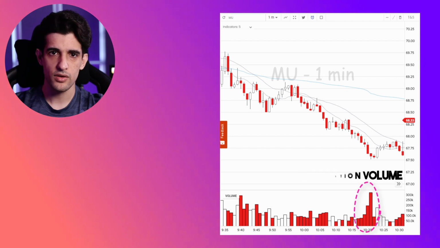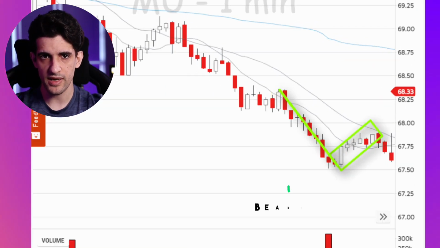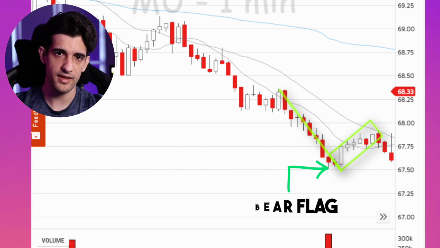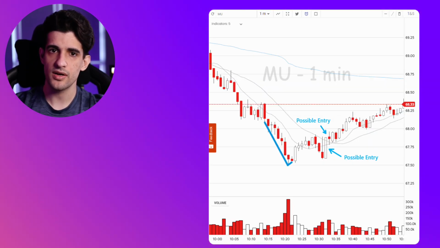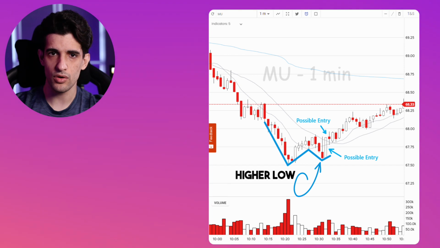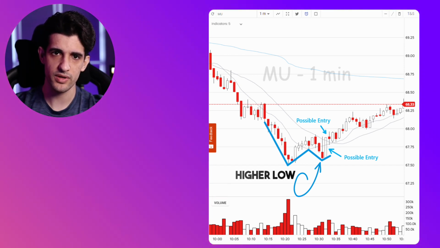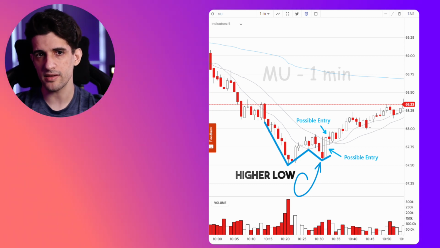After you get that, you need to see some sort of a bull flag, or a bear flag in this case, that is forming and failing. The fail of this bear flag is going to form a higher low wave, and that is exactly your signal to get into the trade or to get your entry.